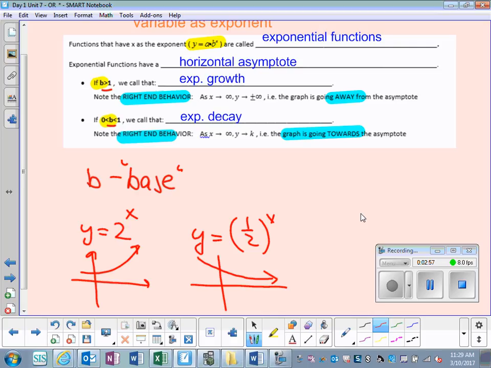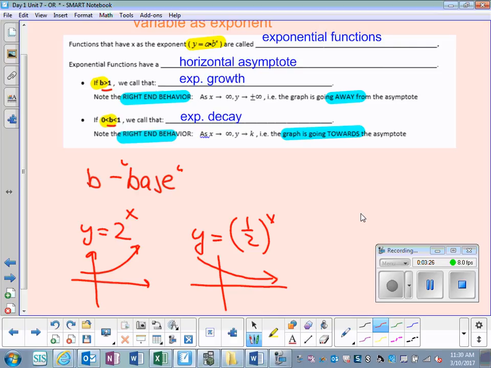So for the right side, for the growth, my function will go away, either to positive or negative infinity. On the right end. And for the decay, when my b is less than 1, then my function will get closer and closer to a particular asymptote, a particular horizontal line. Yes? Does it ever cross the asymptote? No. It will never cross the horizontal asymptote.